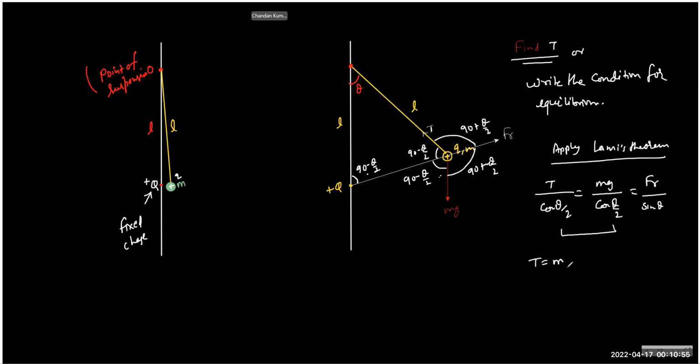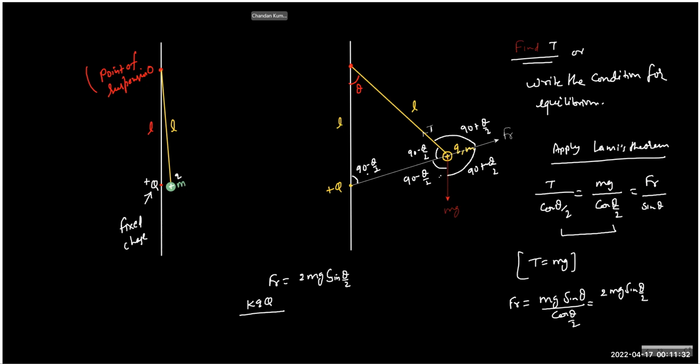T is coming to be mg only. So tension is same as mg. Okay. And the FR turns out to be mg sine theta by cos theta by 2. So we can write 2 mg sine theta by 2 into cos theta by 2, divided by cos theta by 2. So F repulsive comes out to be 2 mg sine theta by 2, and this we can write from Coulomb's law.